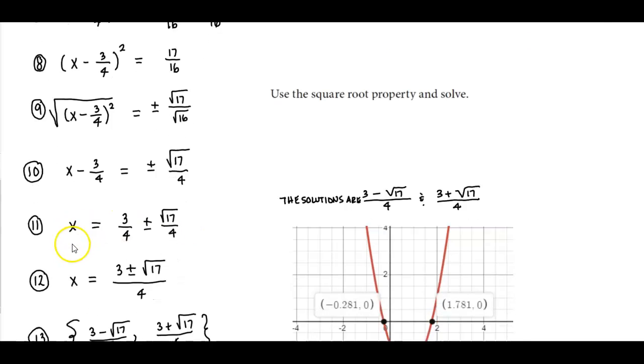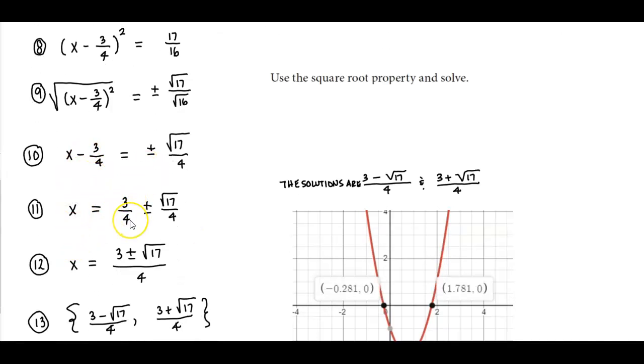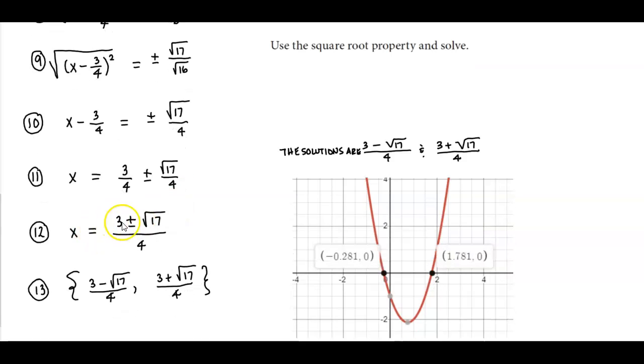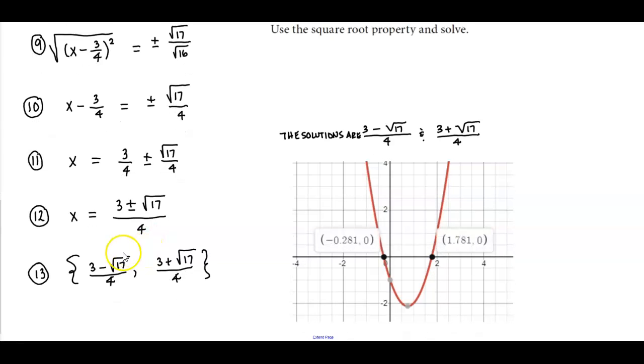Now to isolate and solve for x, we're going to add 3/4 to both sides. So we get 3/4 plus or minus the square root of 17 over 4. And therefore x is going to equal 3 plus or minus the square root of 17 over 4. So the two solutions are 3 minus the square root of 17 over 4 and 3 plus the square root of 17 over 4.